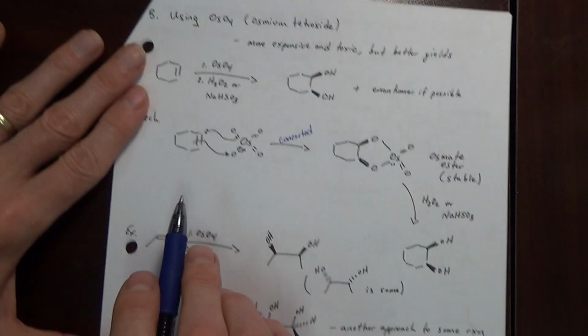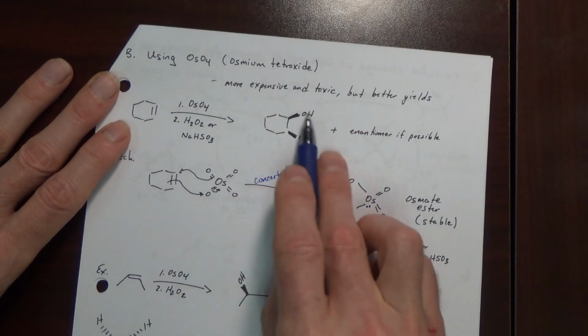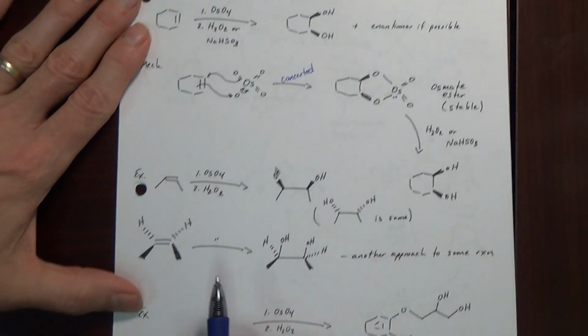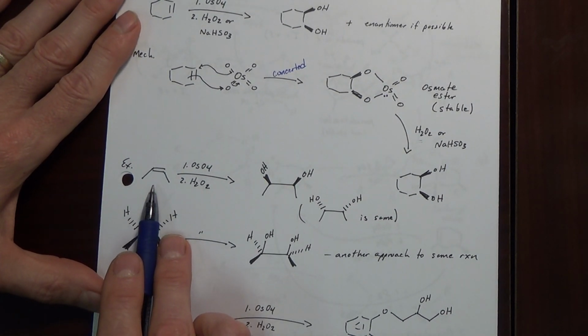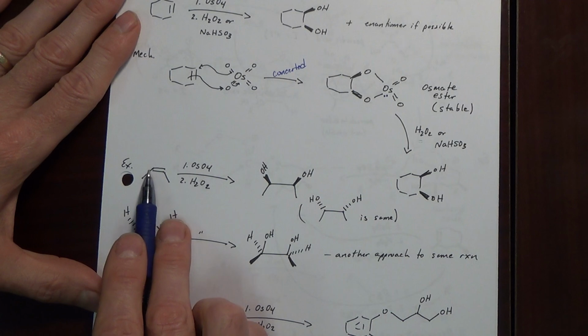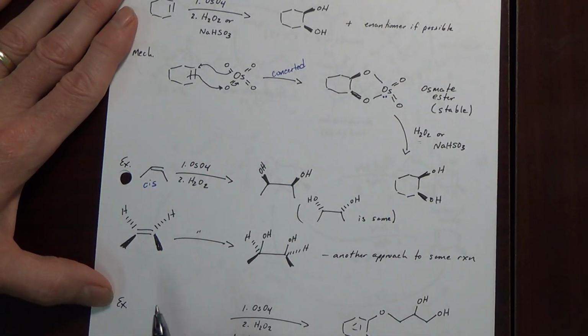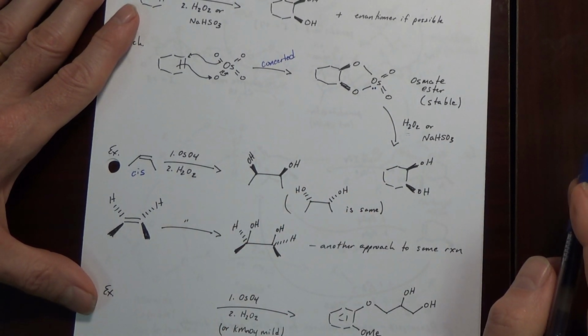Okay, now in the examples we used cyclohexene. It's easy to show the stereochemistry there, the cis, because the ring cannot rotate. What if we had a non-cyclic alkene? This, of course, is cis. We would get this product. All right.